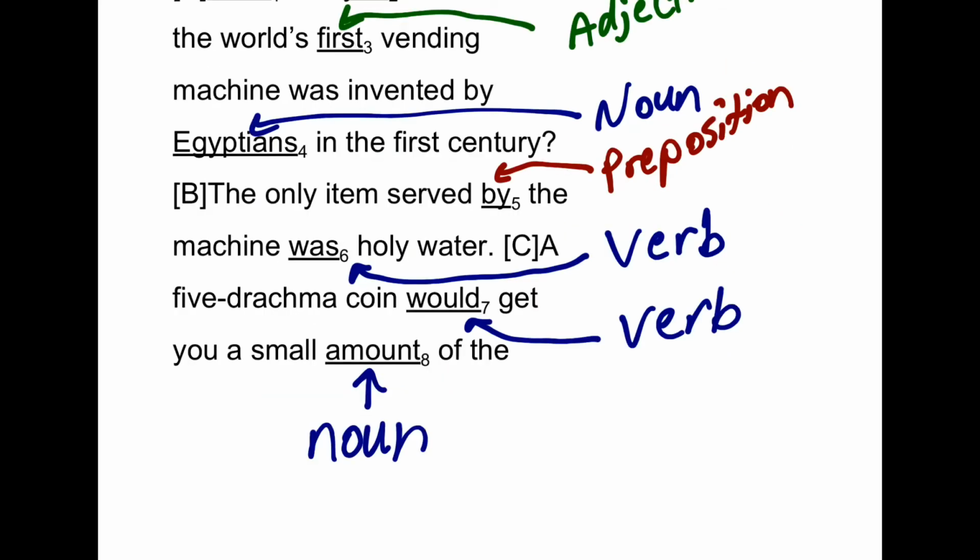The only item served by the machine was holy water. A 5-drachma coin would get you a small amount of the... Ooh, suspenseful. Was here is a verb. It's a linking verb, which is still a verb. And would is a helping verb for the main verb get, but it's still a verb. And amount is a noun. Some clues were this determiner, a, or this adjective small in front of it.